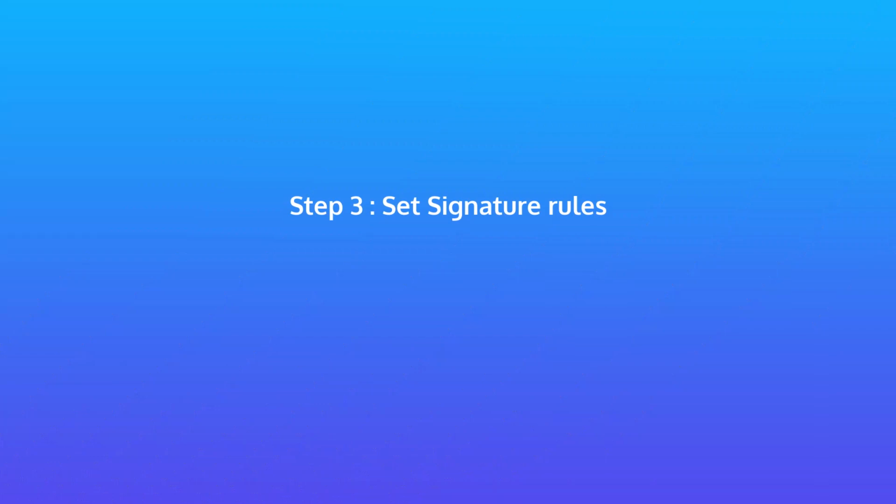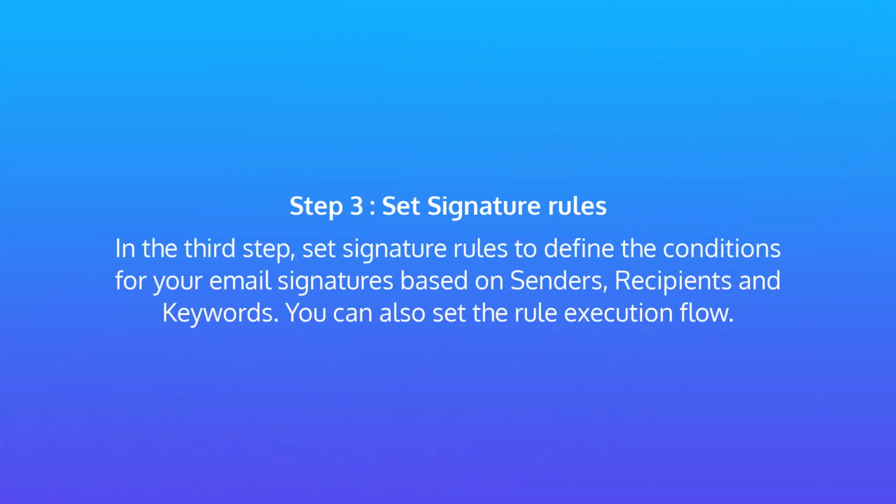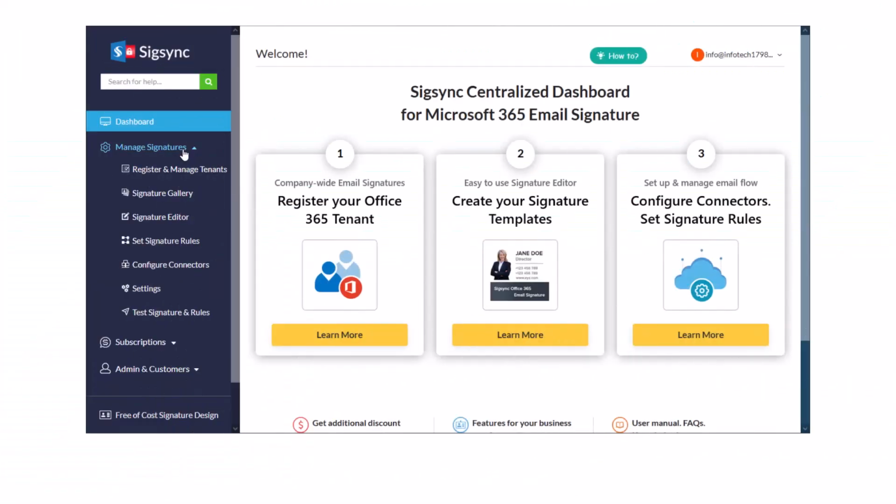Step 3. Set signature rules. In the third step, set signature rules to define the conditions for your email signatures based on senders, recipients, and keywords. You can also set the rule execution flow. Click the Signature Rules tab.